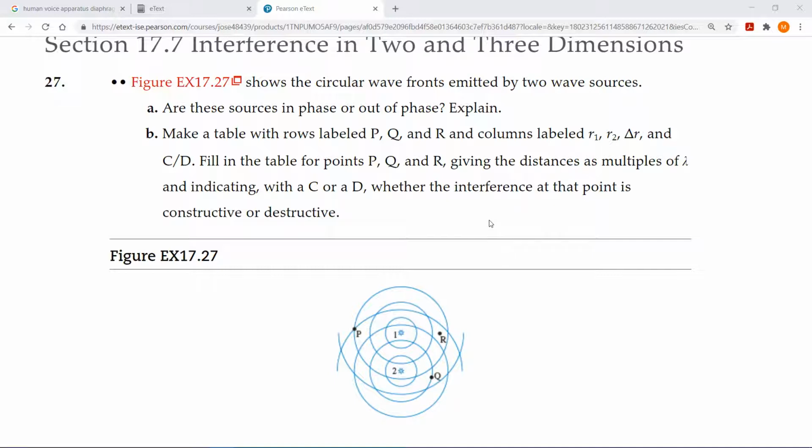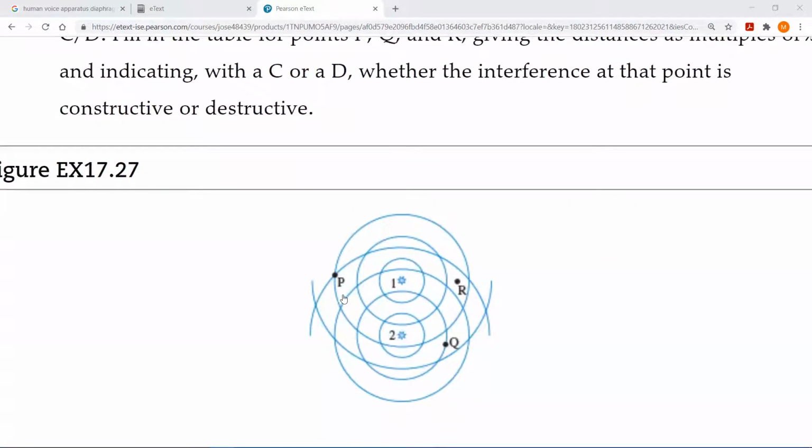Okay, then we're supposed to make a table and figure out whether the interference at these 3 points, P, Q, and R, is destructive or constructive. We just assume in each case it's maximum constructive or destructive. Let's go through this one at a time. Point P: a circle from source 2 and a circle from source 1 intersect at point P. Those two wavefronts, the peaks from the sources, are arriving at the same time. That means max constructive interference.